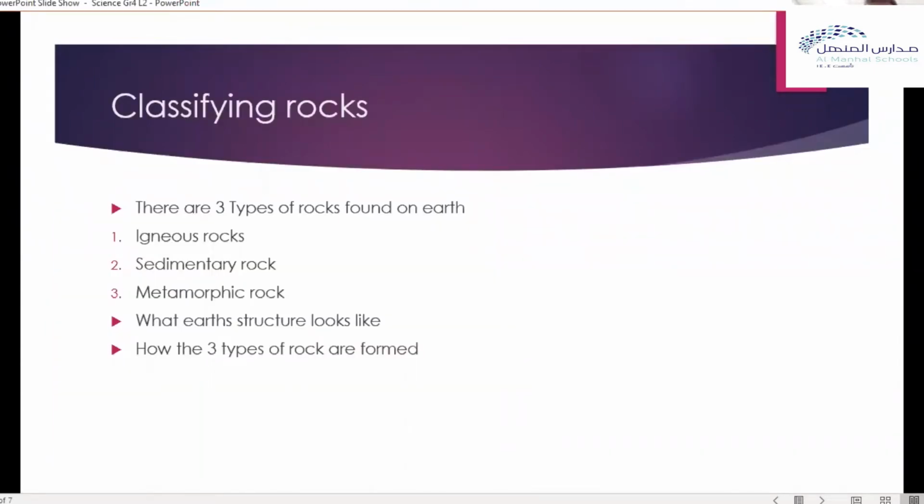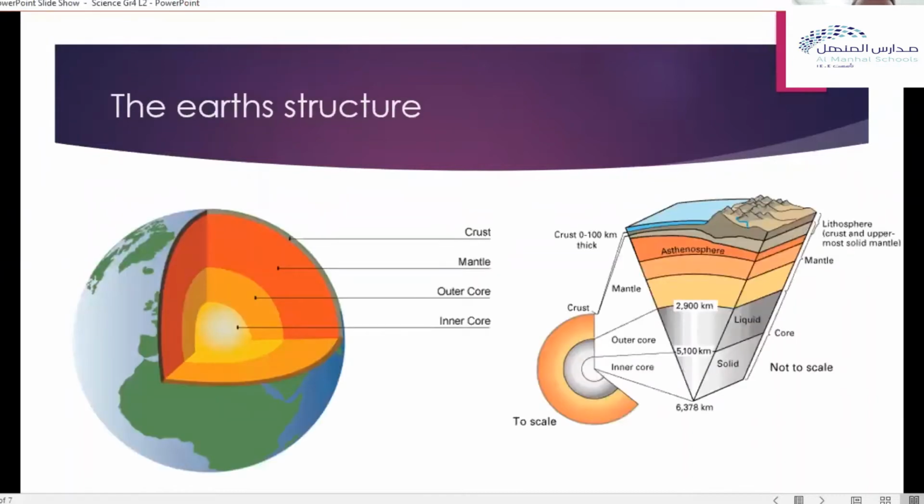In this lesson, we will be focusing on the three main types of rocks. These are called igneous rocks, sedimentary rocks, and metamorphic rocks. But first of all, we need to know what Earth's structure looks like, and then how these three types of rocks are formed. So let's get to it.